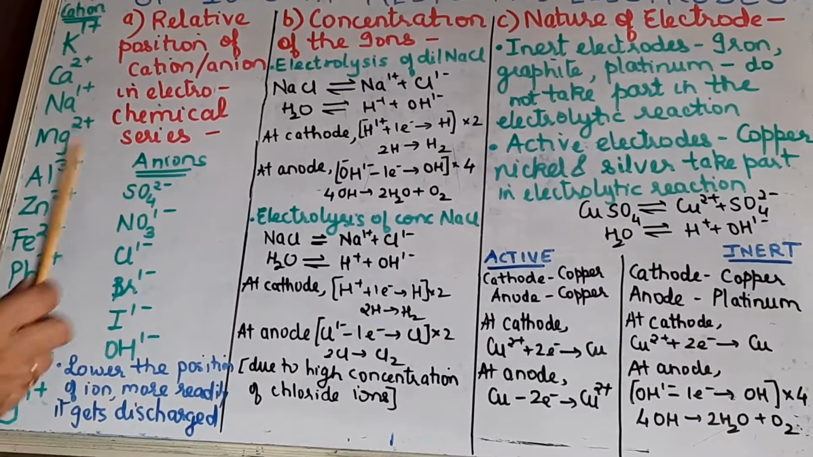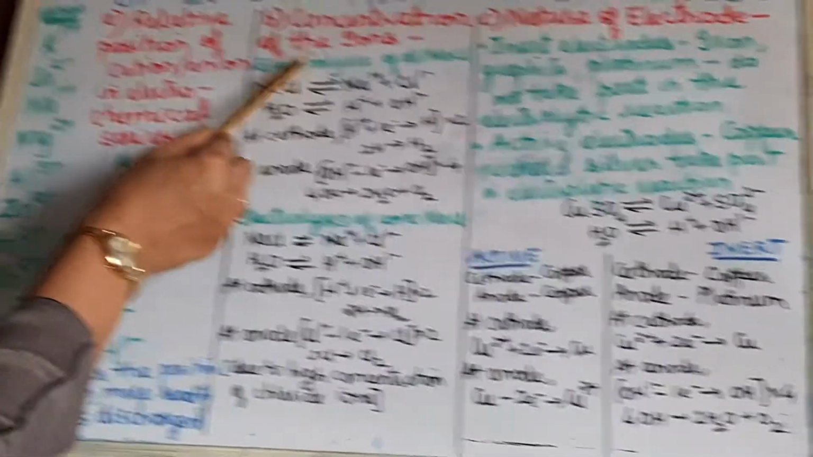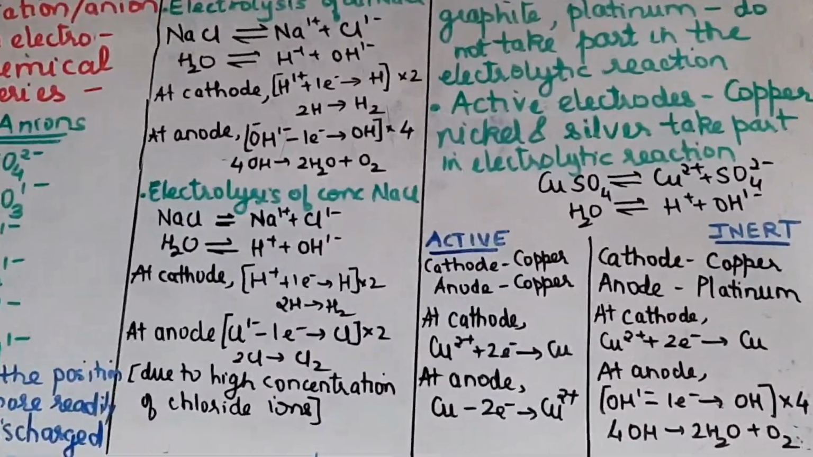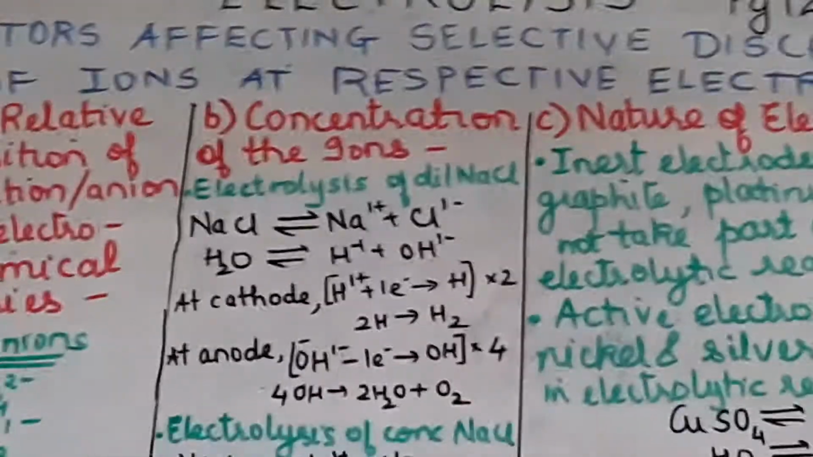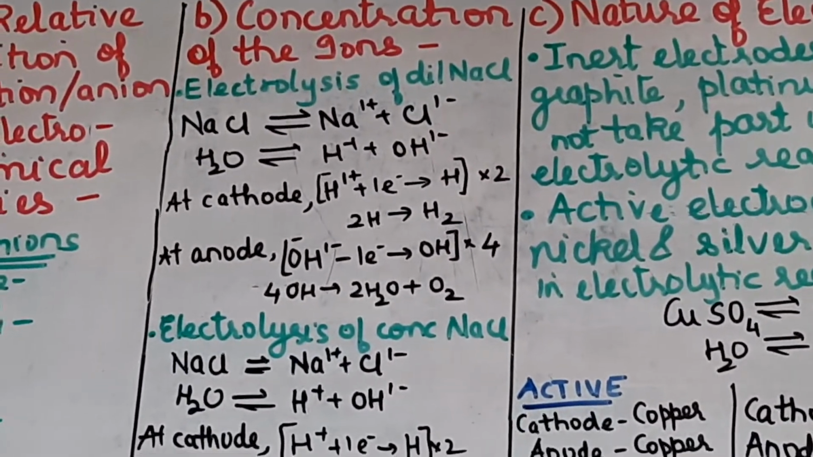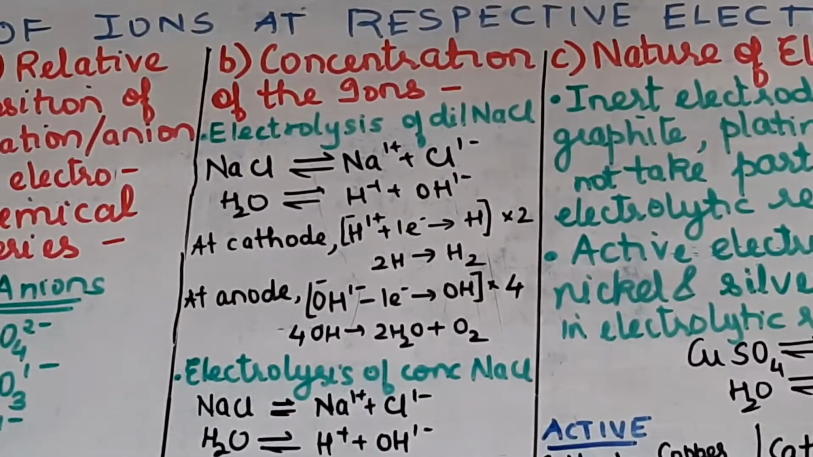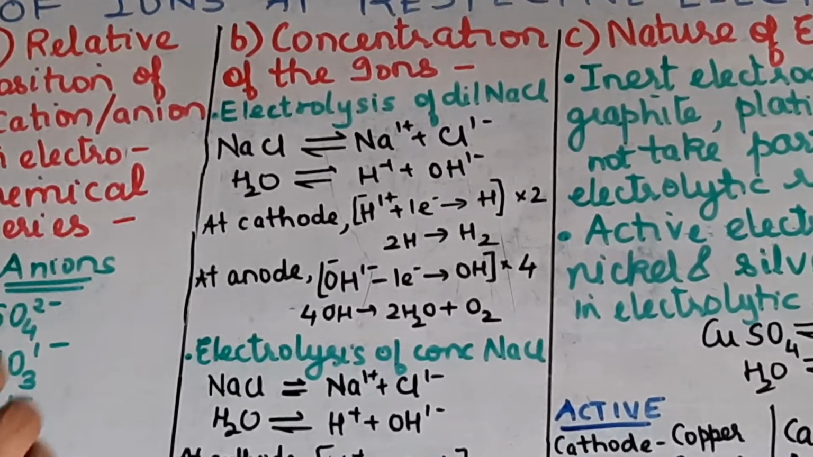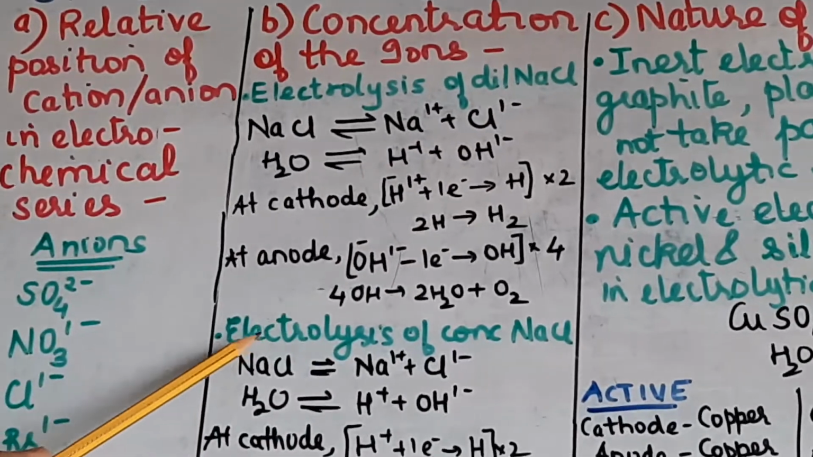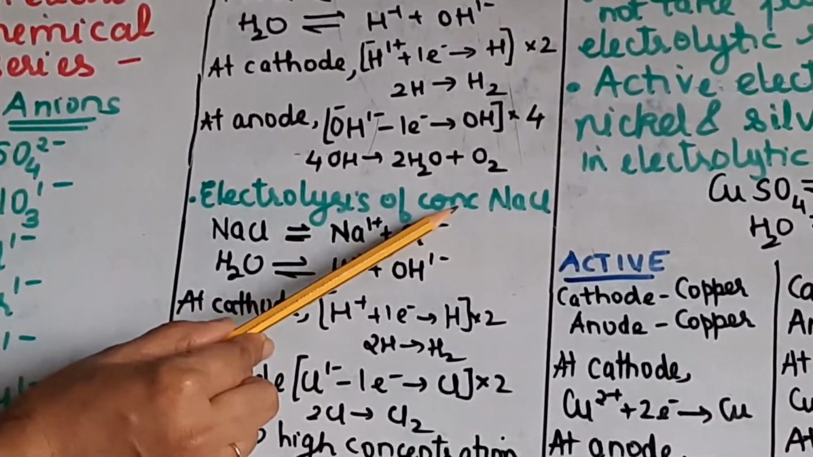Clear? Now the second factor is concentration of the ions. Generally, the higher the concentration of the ions, the greater is the tendency of that ion to get discharged as the neutral atom. Okay, in general. Now just try to understand here. Two examples we will see. One is electrolysis of dilute sodium chloride and the other is electrolysis of concentrated sodium chloride.